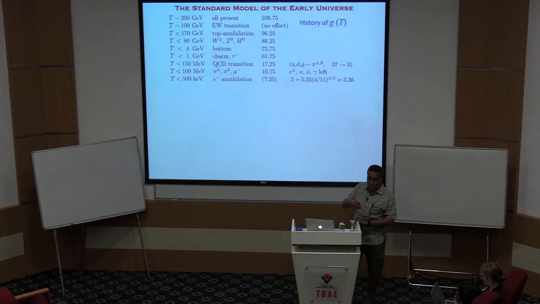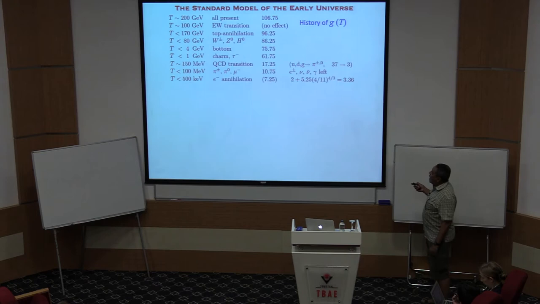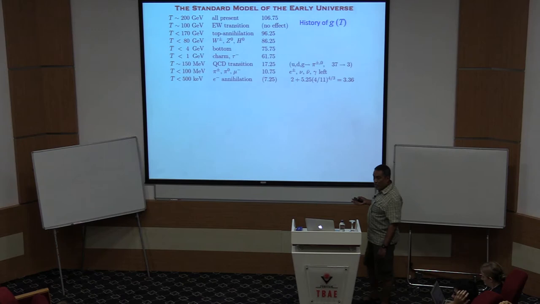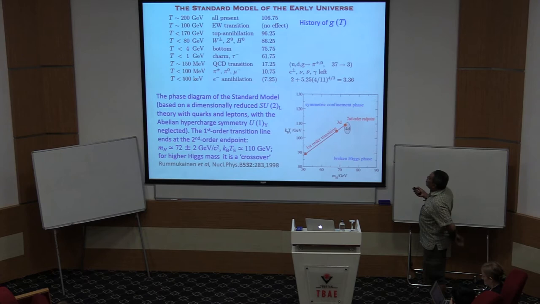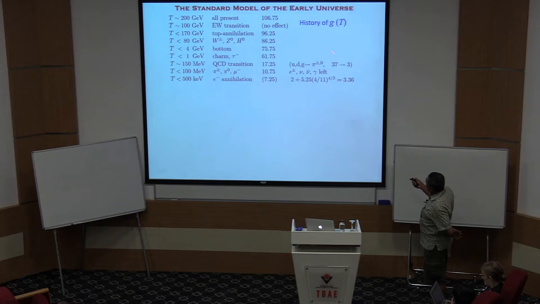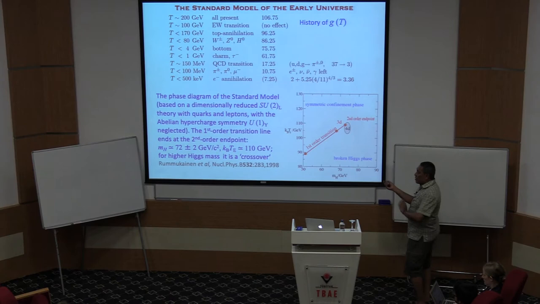So the total number of degrees of freedom remains invariant. That does not change. And so if you go up to very high temperatures above the electroweak scale, the total number of degrees of freedom is of order 100. If you had minimal supersymmetry with duplication of all particles at that scale, it would have been 200. But so far, we know that is not the case, at least up to a few TeV. Now, that is for the dilute gas.